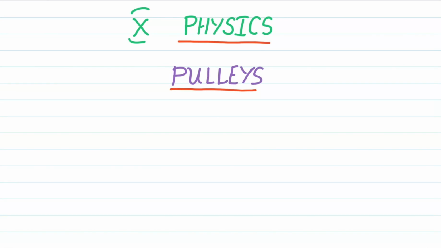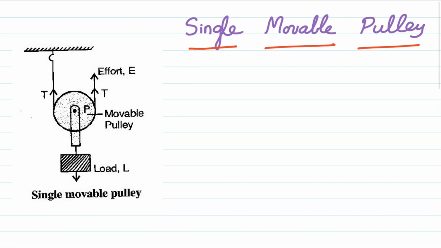Last session we discussed simple machines. This class we will be discussing one type of simple machine called pulleys. All of you are familiar with pulleys. It is a simple machine, right? A pulley is a simple machine which is commonly used to lift heavy loads.